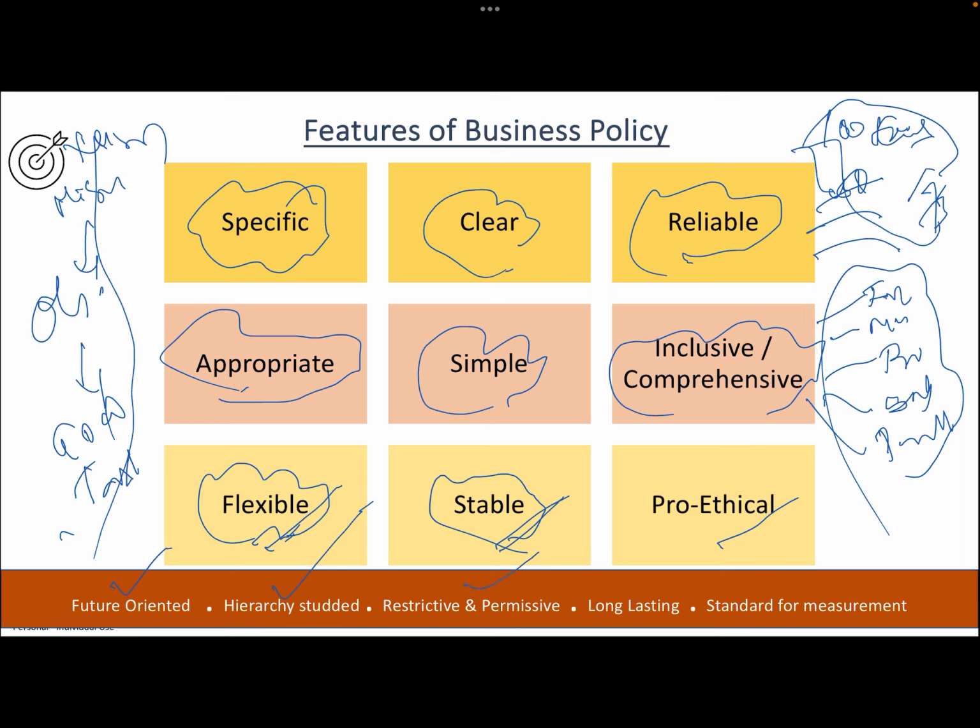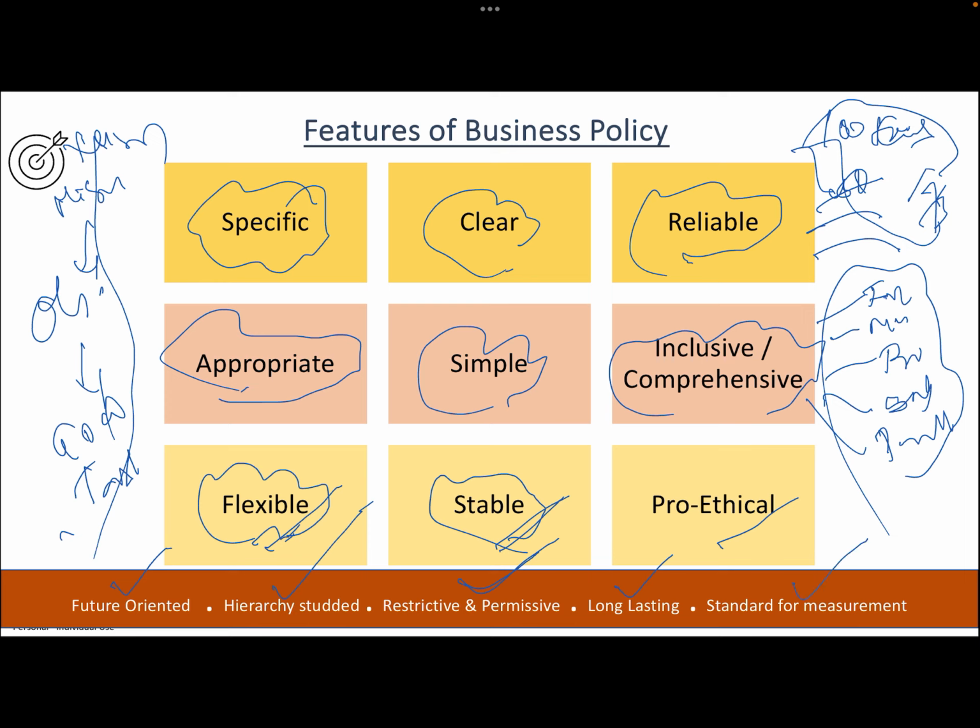Restrictive and permissive. There should be certain restrictions and there will be certain permissions also given to managers. Managers can take decisions up to this amount, like up to 1 crore. Beyond that, it requires the approval of a board director. So a certain amount of restrictions will be there, but a certain amount of permission also will be given. And then it is long lasting. Business policy documents will not be made for 2 months, 3 months. All strategic decisions will be beyond 1 year and might go for 5 years.